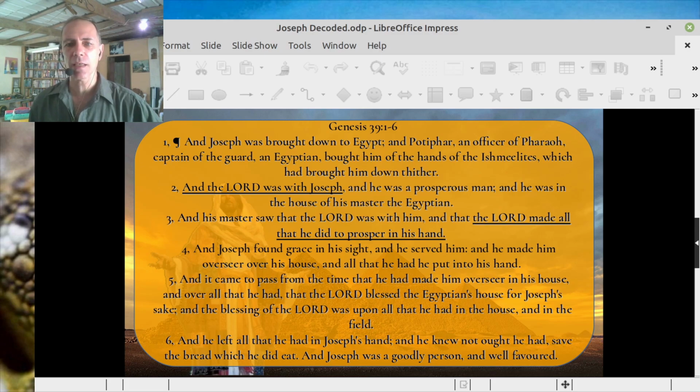And it came to pass, from the time that he had made him overseer of his house, and over all that he had, that the Lord blessed the Egyptian's house for Joseph's sake. And the blessing of the Lord was upon all that he had in his house and in the field. And he left all that he had in Joseph's hand. And he knew not aught he had, save the bread which he did eat. And Joseph was a goodly person and well favored.